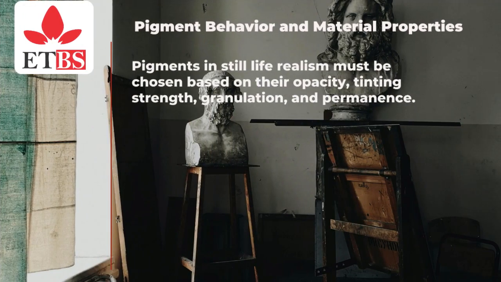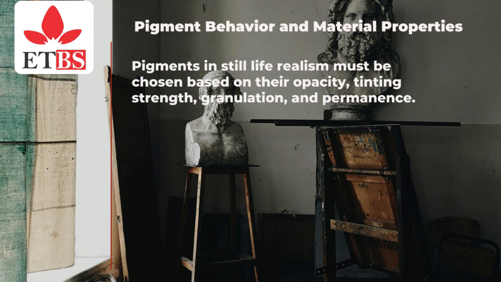2. Pigment behavior and material properties. Pigments in still life realism must be chosen based on their opacity, tinting strength, granulation, and permanence. Pigment type, characteristics, best for.